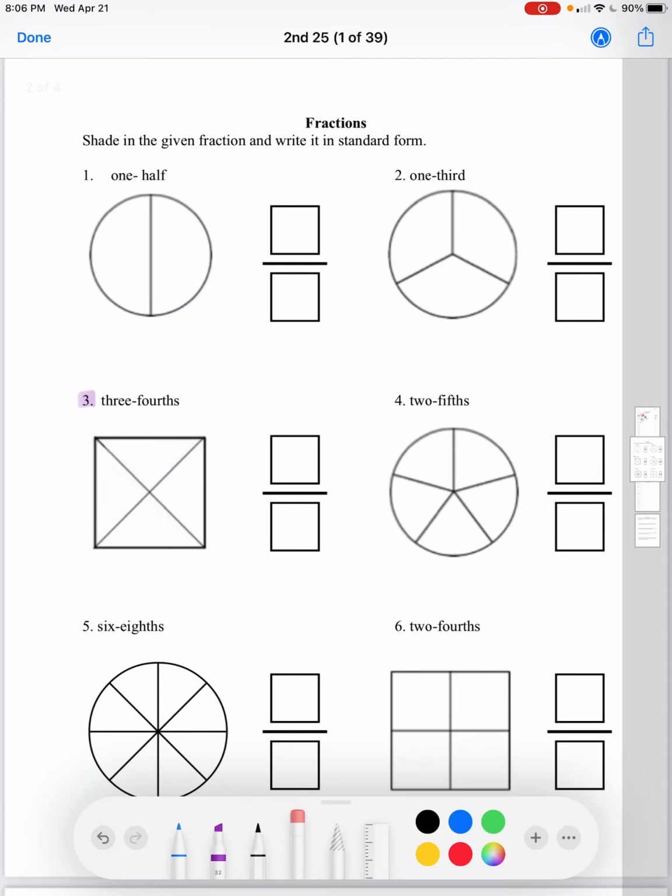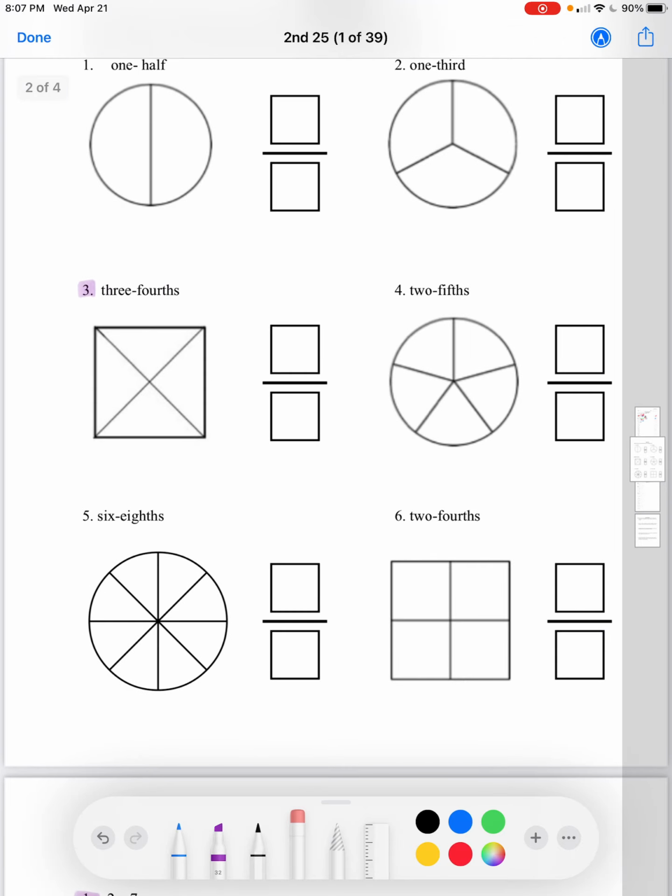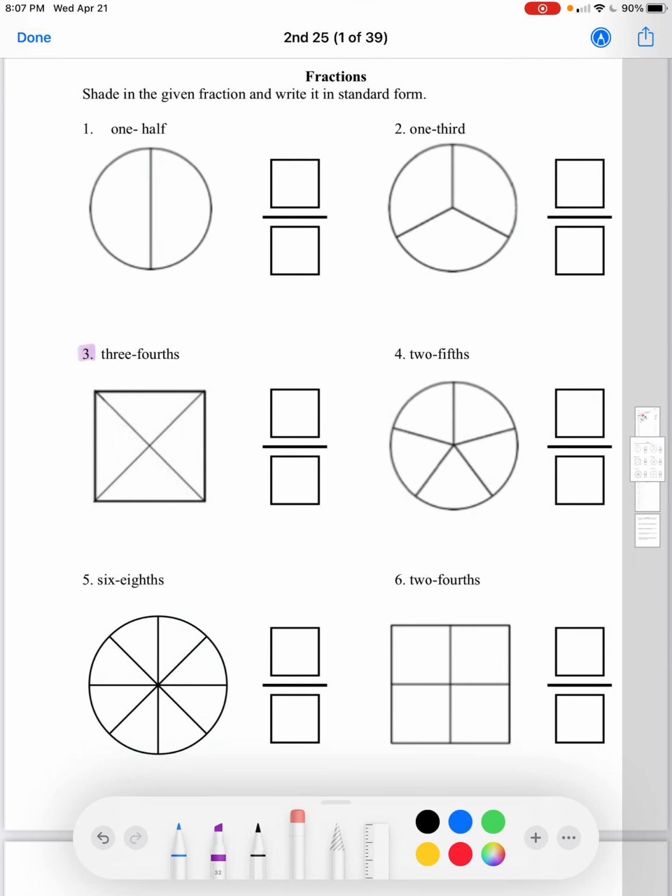Now we're going to go on to fractions. The directions say to shade in the given fraction and write it in standard form. So if you look here, they're written out. We have 1/2, 1/3, 3/4, 2/5, 6/8, and 2/4. So we're going to go over number 3. It says we're supposed to shade in 3/4 and write that in numbers.